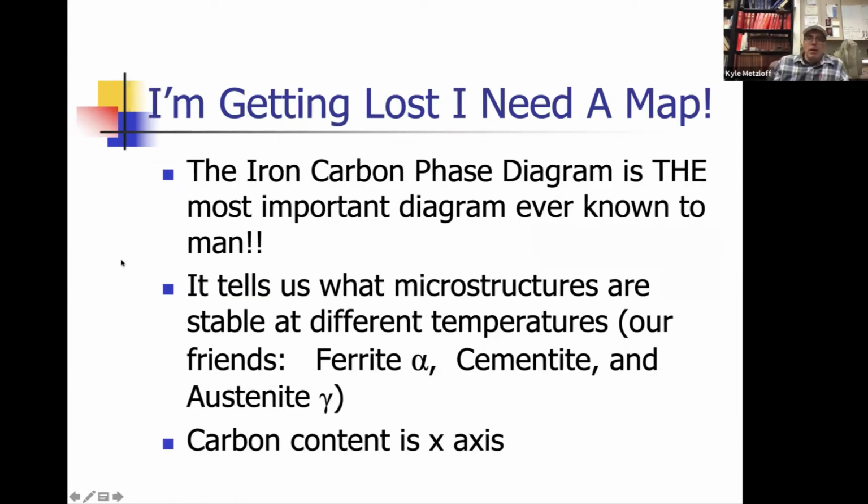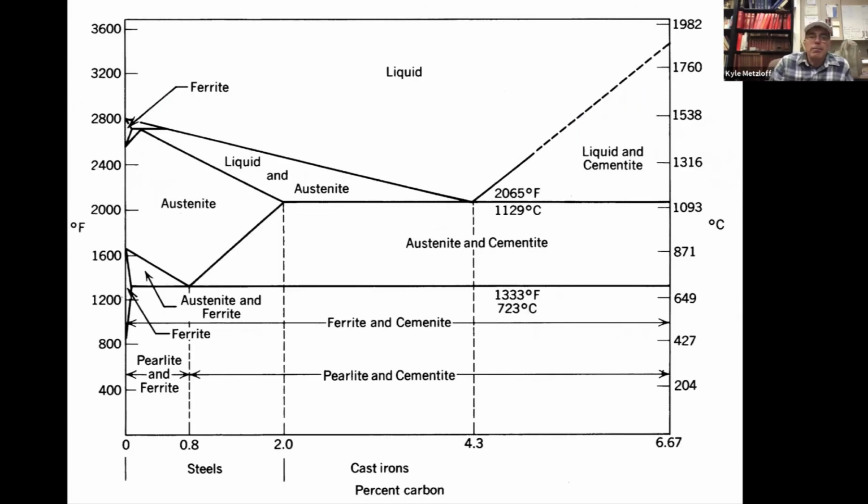So since I'm getting lost, I need a map. How do we know what's going to happen? And I said, this is the most important diagram ever known to man. It's called the iron carbon phase diagram, or sometimes they call it the iron carbide phase diagram. Same thing. It tells us what microstructures are stable at different temperatures, things like ferrite and cementite. Carbon is along the x-axis, temperature is along the y-axis, okay? So here's what it looks like.